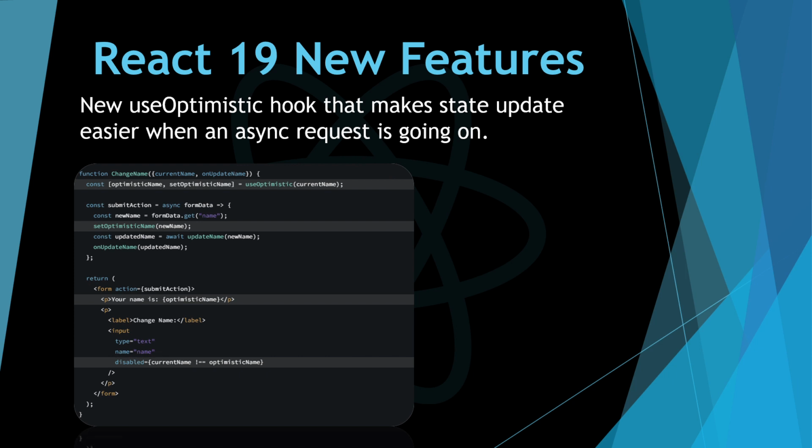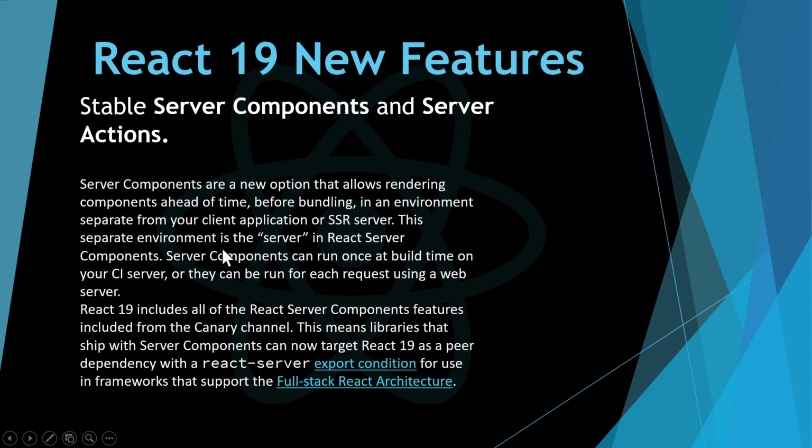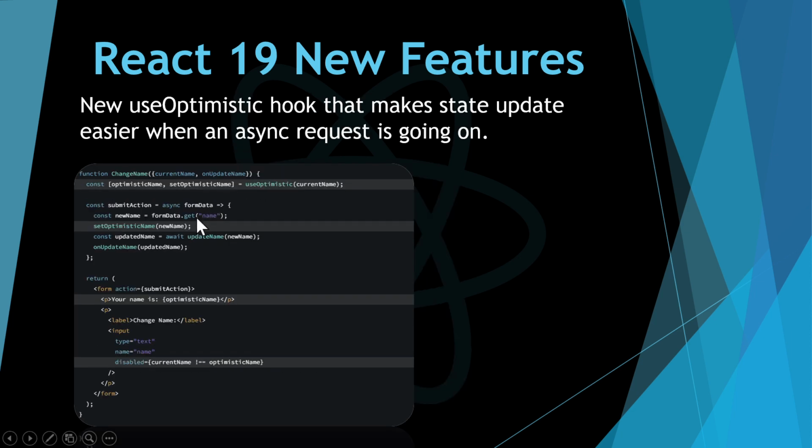So, like the use state, we are here as well destructuring the two things, optimistic name, set optimistic name, and we pass the current value as well. You can pass empty string or any value coming from props. Now, submit action, you see, you get the name and, sorry, yeah. So here you see that you are updating the name, then the updated name you are setting here.